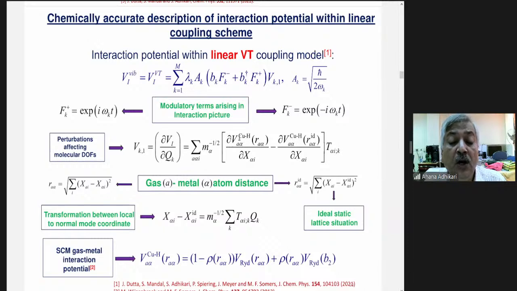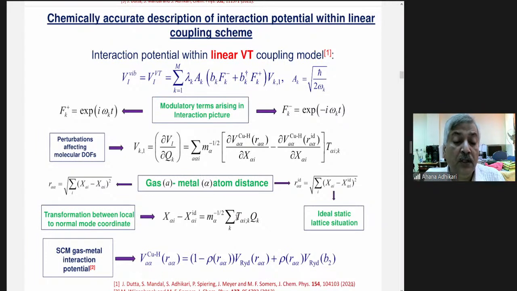copper and hydrogen interaction. Copper is the surface and the hydrogen molecule is coming, so you need to consider the copper hydrogen interaction. Then A is the index for the gas atom, and alpha is the index for the metal atom. Then you take a summation over all gas atoms, all surface degrees of freedom, and all XYZ, and then you get the interaction potential.